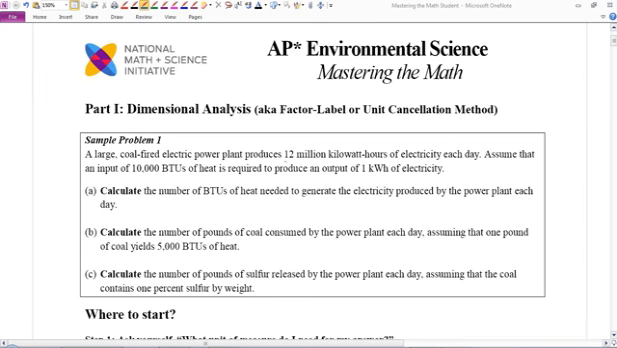So let's read through this first problem. A large coal-fired electric power plant produces 12 million kilowatt hours of electricity each day. All right, "of electricity" is one of those linking prepositions I just talked about. So kilowatt hours is the unit that we use in this country for purchasing our electricity. When your parents pay their power bill, their electric bill each month, they're actually purchasing kilowatt hours of electricity.